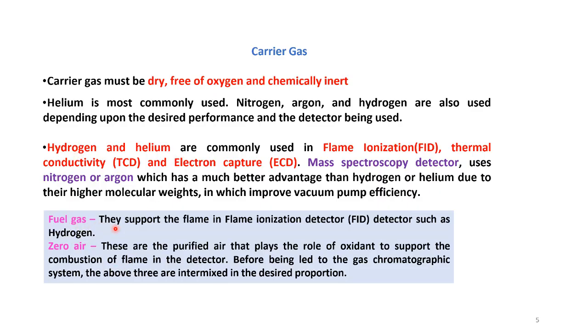Then we have a fuel gas. In the flame ionization detector, the fuel gas used is hydrogen, along with zero air. The air has to be purified very well. This purified air plays the role of oxidant to support combustion of the flame in the detector. Before being led to the gas chromatograph, the above three are intermixed in the desired proportion. So the carrier gas, fuel gas, and zero air are mixed in the desired proportion, and then it passes to the column.